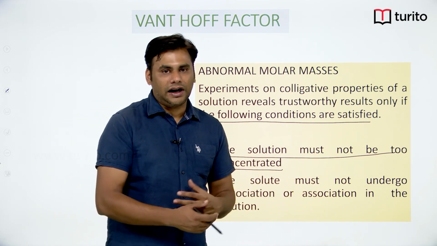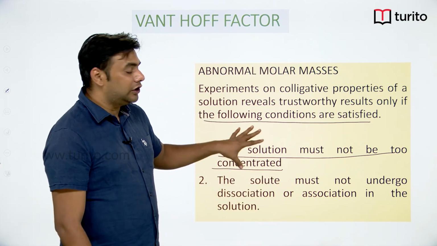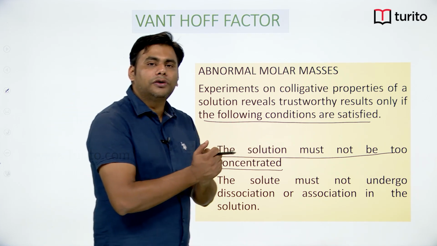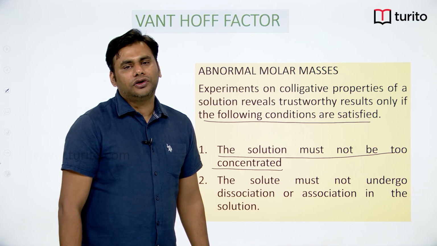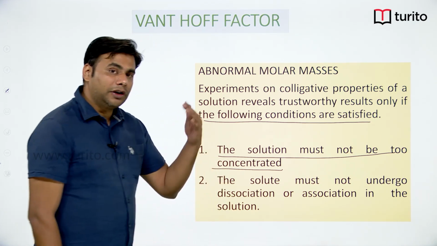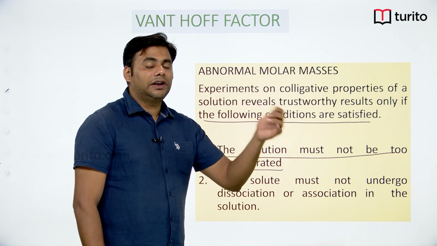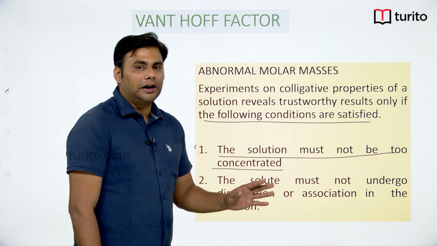Now if there is an interaction, then the entire theory becomes wrong. So if the solution is too concentrated, the solute molecules will start interacting and the vapor pressure and the entire concept would change. So the solution should be dilute. That's why we are saying dilute solution from the start. The name of the chapter is dilute solution. Raoult's law was valid only for dilute solution.